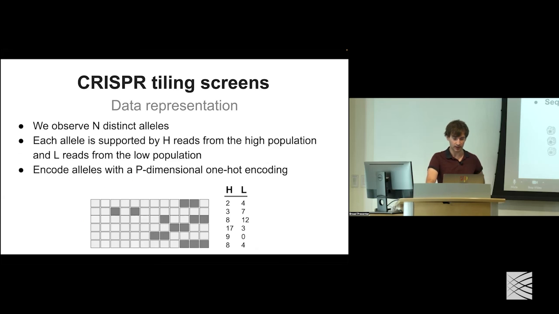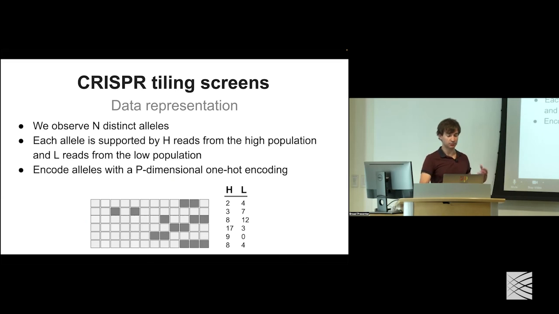regions. And so at the end of the day, once we've done that experiment and analyzed and assembled our genomes and so on and so forth, we end up with a data representation that might look something like this. So we're going to observe n distinct alleles in this target region. N might be a few hundred, it might be a few thousand. It depends on the details of our experiment.